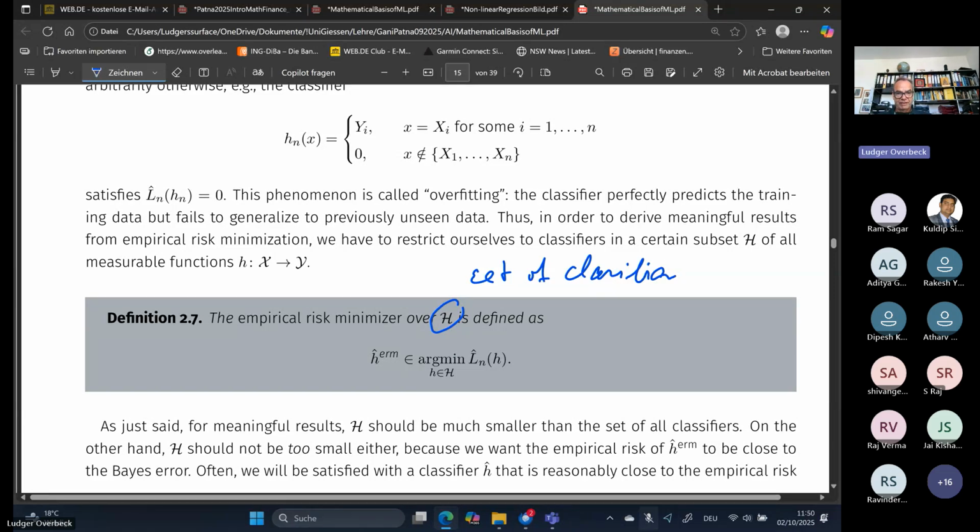Okay, then we take in this class, which depends now on capital H, we want now to find the best one. That's what you do, as I said, for example, in neural net. You just take neural nets, and H is neural net of one specific architecture, and you just have to find the best parameter by gradient descent, backpropagation, whatever your favorite optimization procedure for the parameters is.